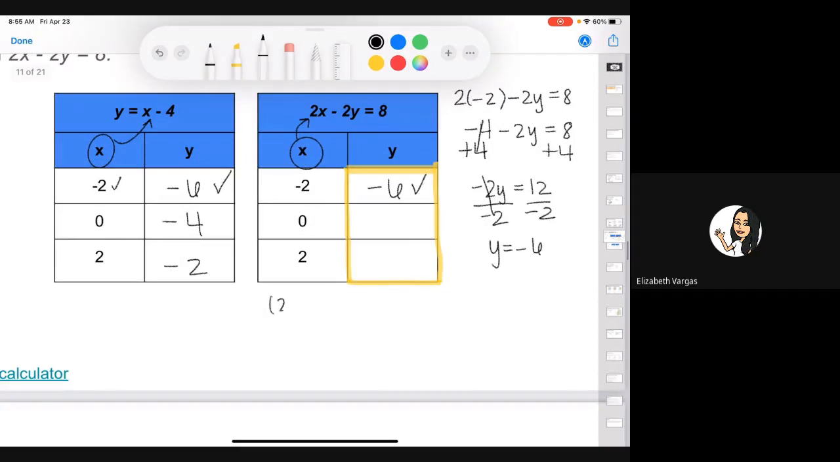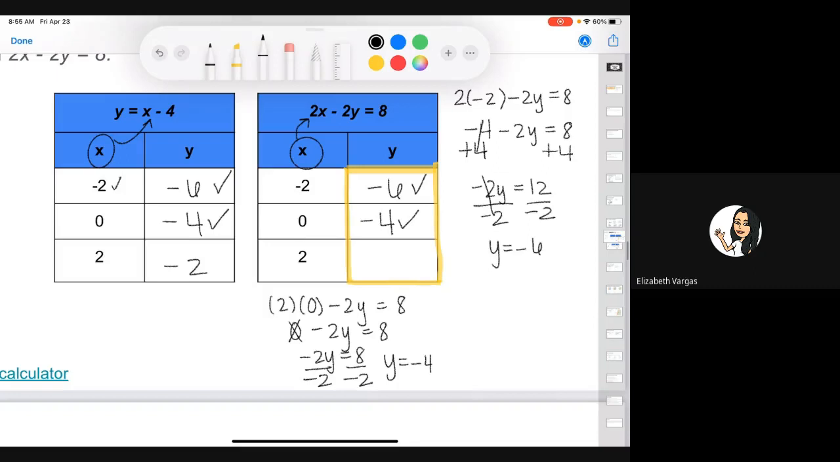So 2 times 0 minus 2y equals 8. 0 minus 2y equals 8. Well, I can do away with the 0 because it's just a 0. So negative 2y equals 8. Divide by negative 2 on both sides. What does that tell me? Y is equal to negative 4. Well, look, those two match as well. So I already have two similar solutions, two similar points of intersection, which is a good thing. Let's see what the next one is.